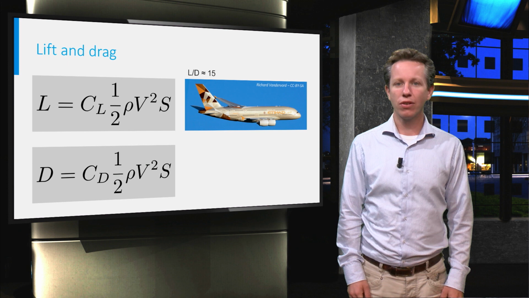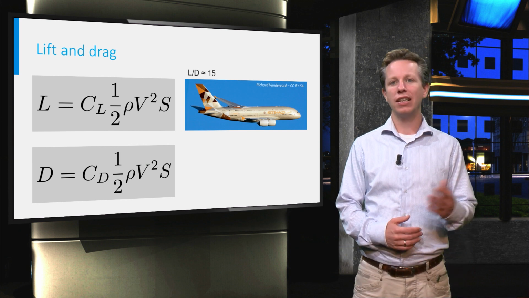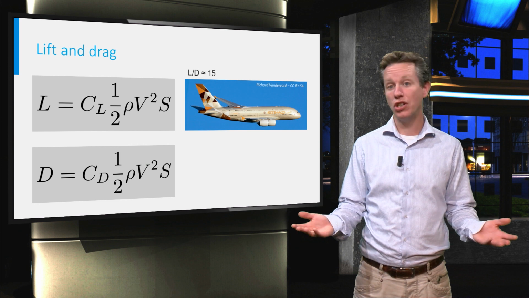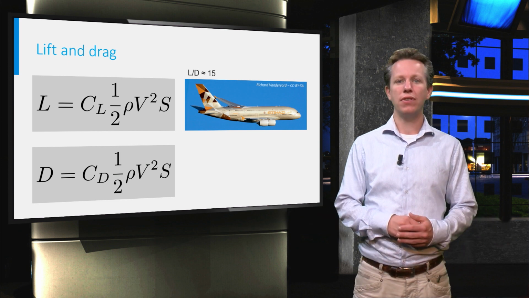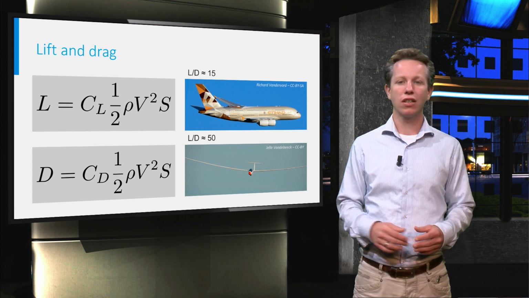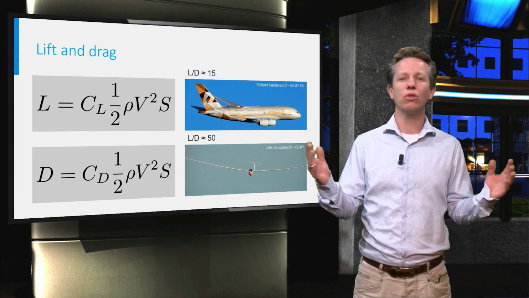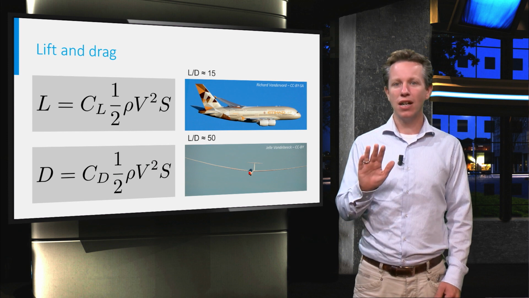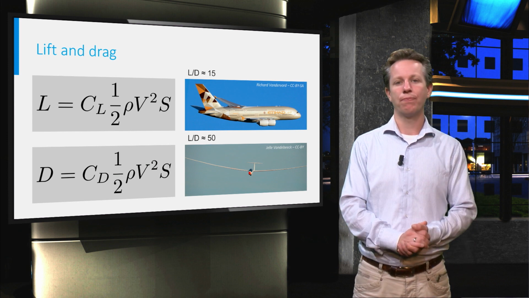For commercial aircraft, the maximum ratio between lift and drag, or the maximum ratio between lift and drag coefficient, is about 15. For specially designed airplanes such as gliders, lift-over-drag ratios in the order of 50 can be achieved. So a lift force 50 times as large as the drag force.